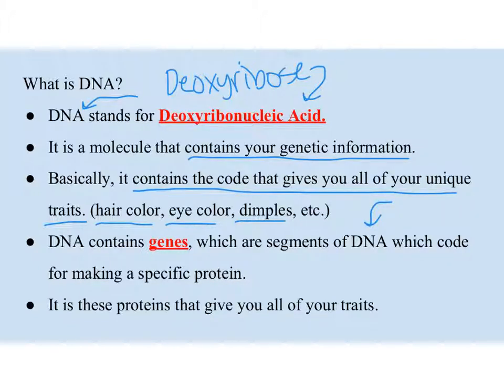Now your DNA contains things called genes. Hopefully you've heard of genes before. Genes are segments of DNA which code to make a specific protein. So there's thousands and thousands of genes on your DNA. They all code to make a specific protein. And it is these specific proteins that give you all of your unique individual traits that make you who you are.